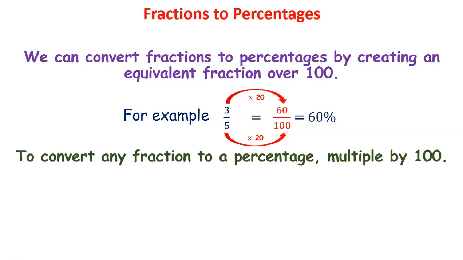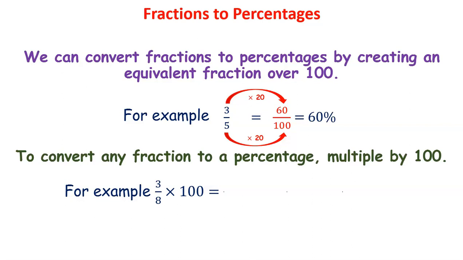Now in my next one, I'm going to convert any fraction to a percentage. So let's have a look at this one. In this case, I've got 3/8. Now I know that 100 isn't a multiple of 8, okay? So the next thing is I'm going to follow this process. I'm going to multiply by 100. So I want to convert 3/8 into a percentage. I'm going to multiply by 100.